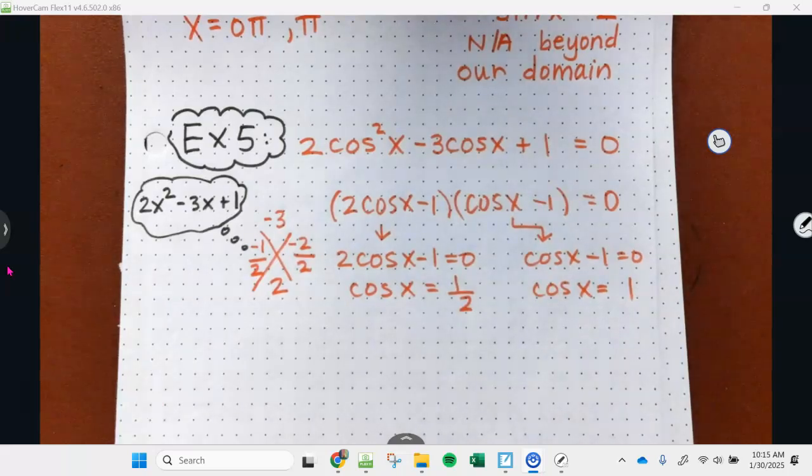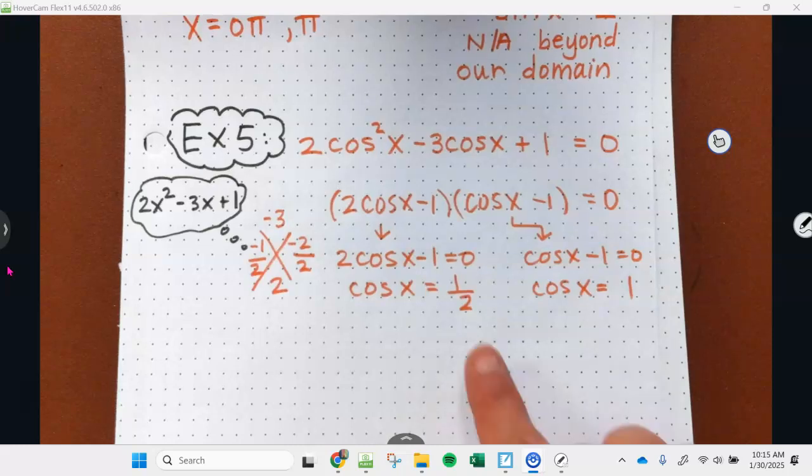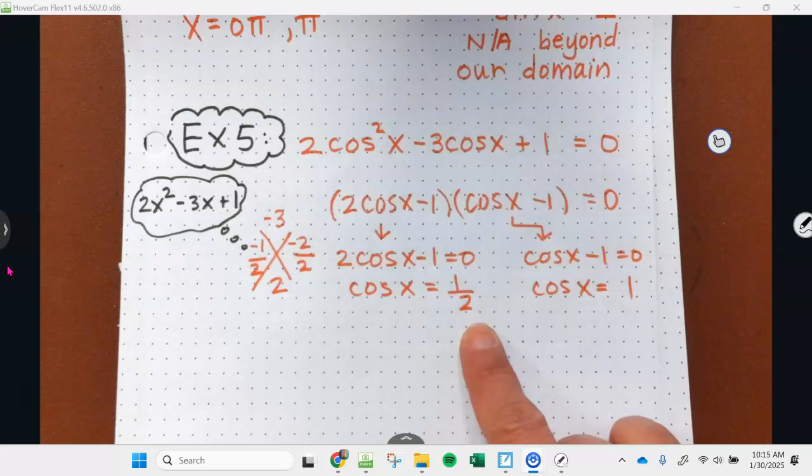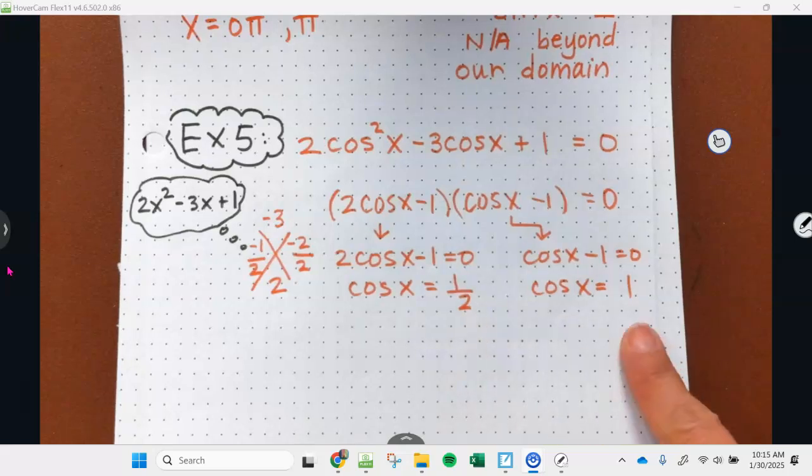Okay, so we just need to figure out the radians on the unit circle where cosine equals a positive 1/2, which is going to be to the right of the origin. And then also where cosine equals positive 1.